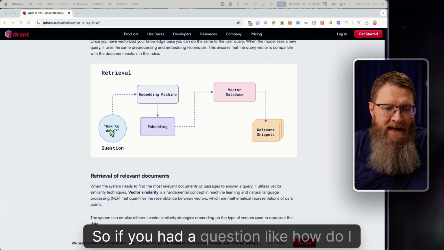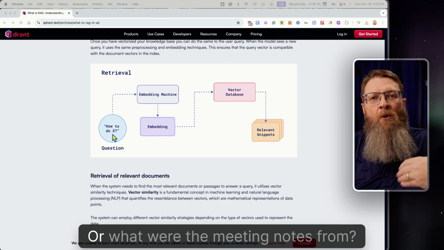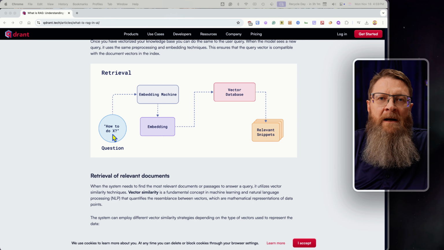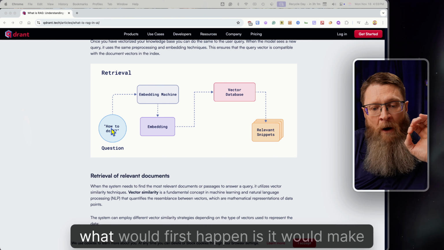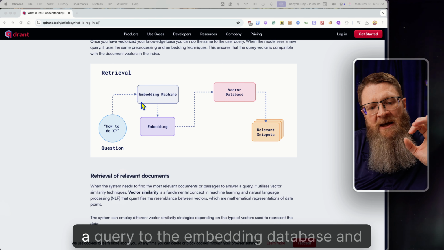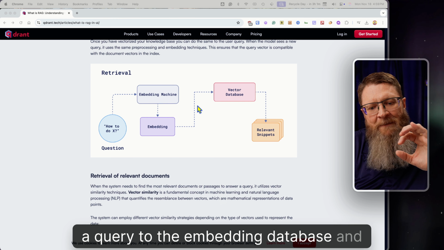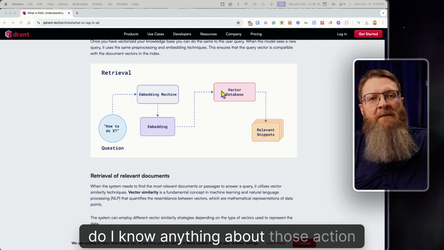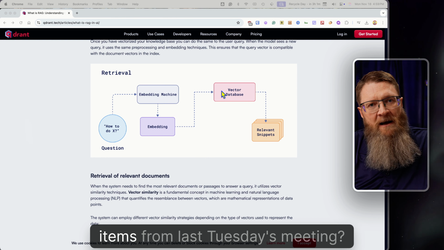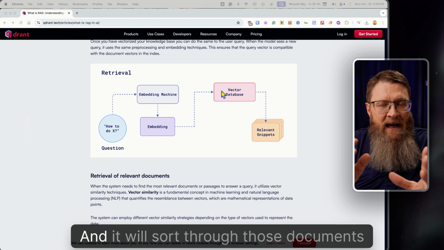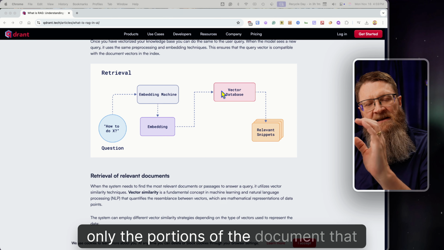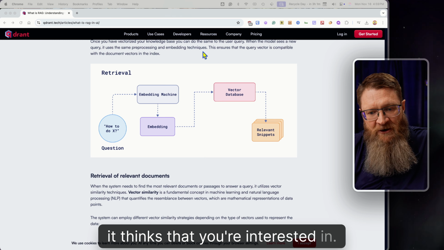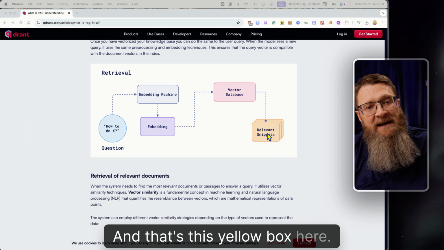So if you had a question like, how do I do X? Or what were the meeting notes, or the action items from last Tuesday's meeting? What would first happen is it would make a query to the embedding database and say, do I know anything about those action items from last Tuesday's meeting? And it will sort through those documents and return only the portions of the document that it thinks that you're interested in. And that's this yellow box here.